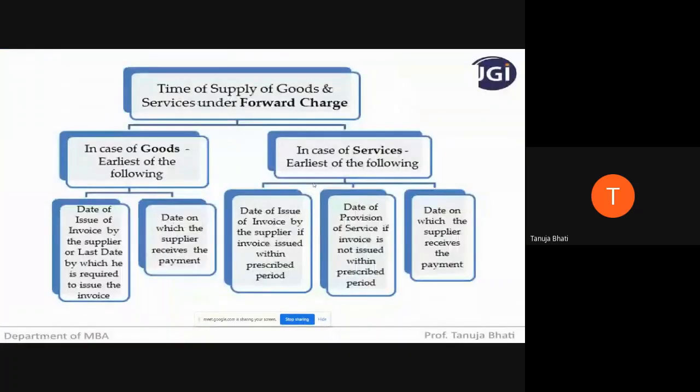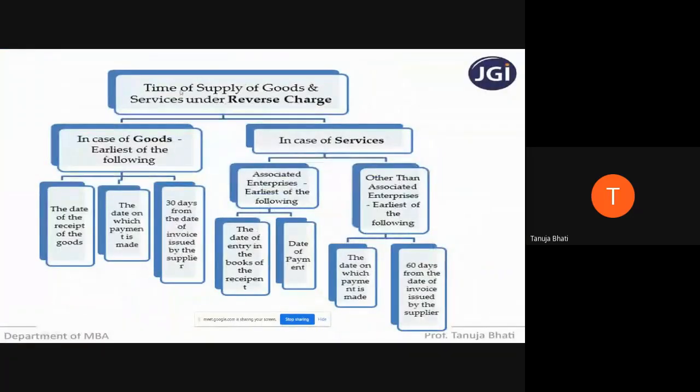So the provision that we have applied is, here students, pay attention here. Time of supply of goods and services under reverse charge. See the right hand side. Other than associated enterprise, earlier of the following dates: the date on which the payment is made, or 60 days from the date of invoice issued by the supplier. So we have applied this particular provision.